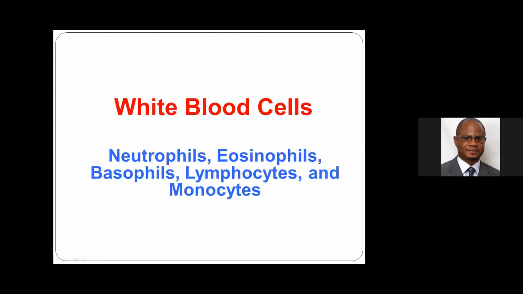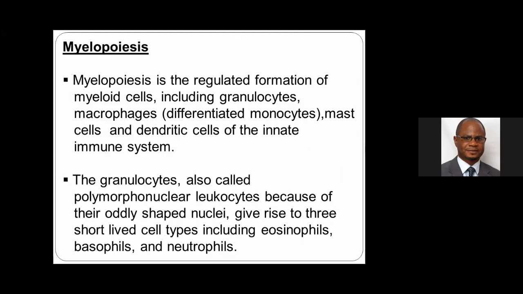Okay. We move to white blood cells. We have 5 types in here: neutrophil, eosinophil, basophil, lymphocytes, and monocytes.